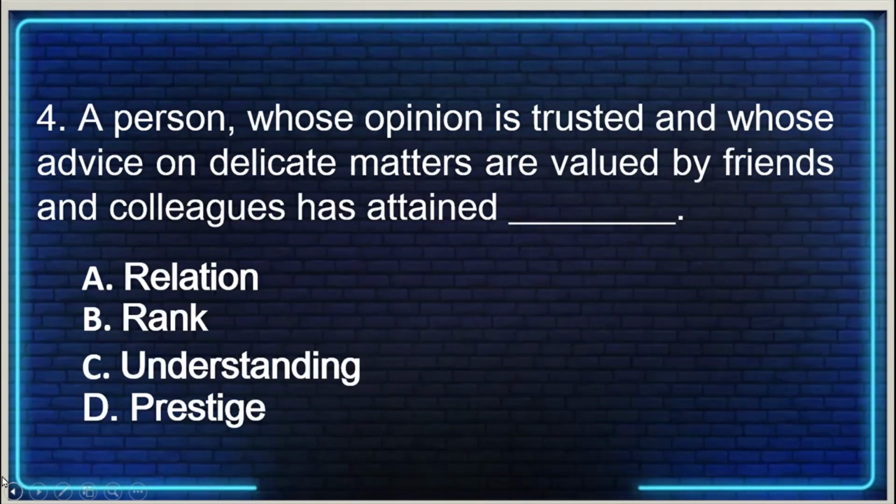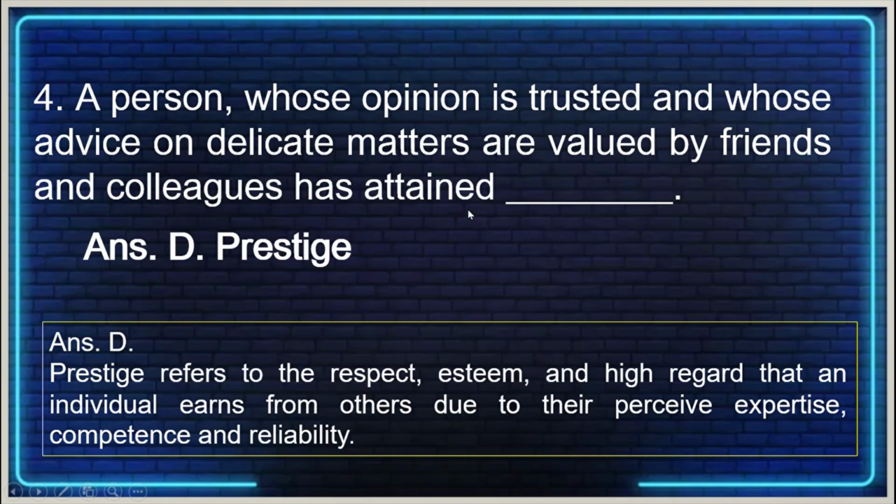Okay? Number 4, a person whose opinion is trusted and whose advice on delicate matters is valued by friends and colleagues has attained blank: A. Relation, B. Rank, C. Understanding, and D. Prestige. The answer is letter D, prestige.